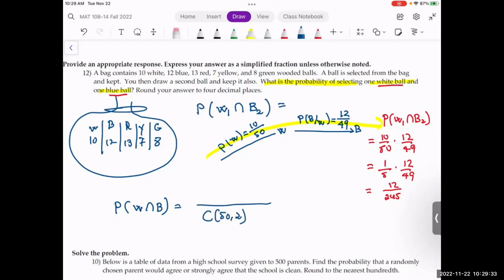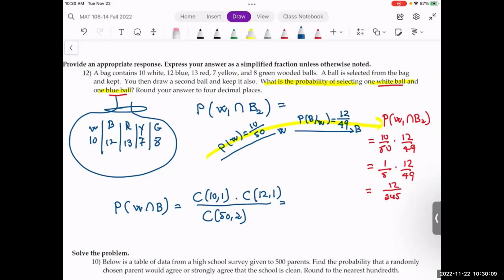You got it? And then on the top, I'm selecting one white, so one white is a combination from 10, I'm going to select 1. And multiplied by the other one, I'm selecting 1 blue. How many blues do I have? From 12, I'm going to select 1, right? And this is going to be 10 times 12 divided by C(50, 2), all right? So you have to plug into the calculator and figure it out.